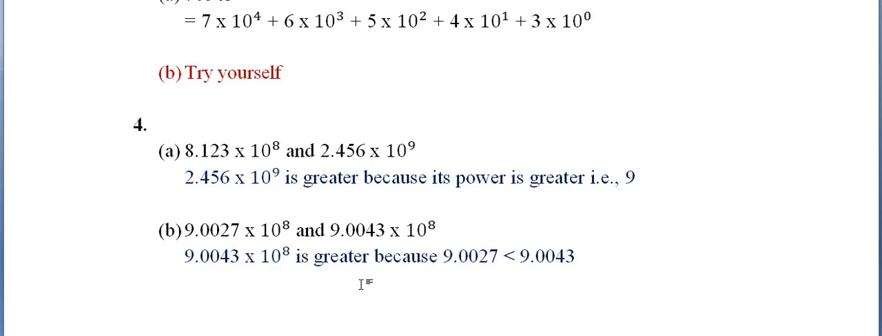If you find any kind of errors, please let me know, because there may be some typing errors. So please let me know if there is any kind of error.